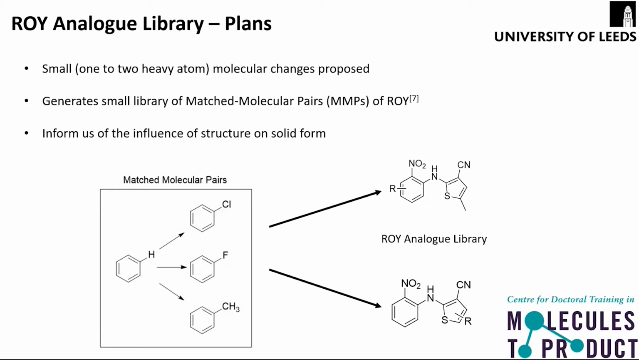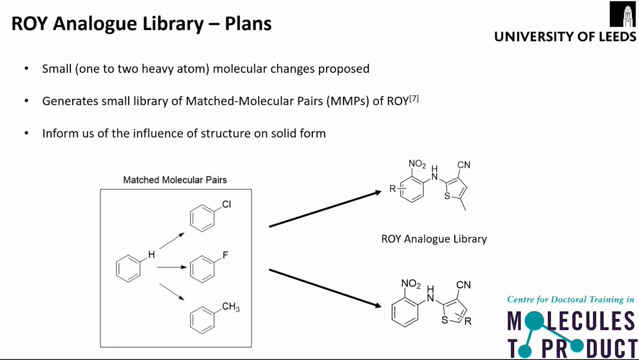A matched molecular pair is any two compounds which are simply separated by just one heavy atom. So in this case here, benzene would be a matched molecular pair with chlorobenzene, but also toluene, only one heavy atom there. And matched molecular pairs are used again in various different settings.